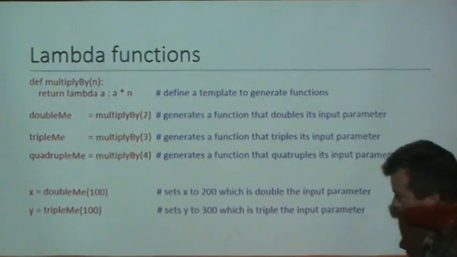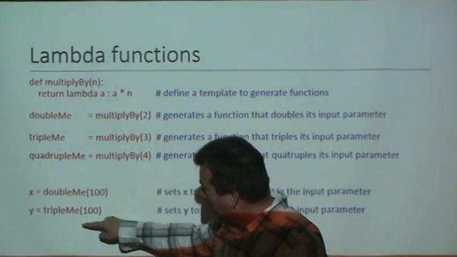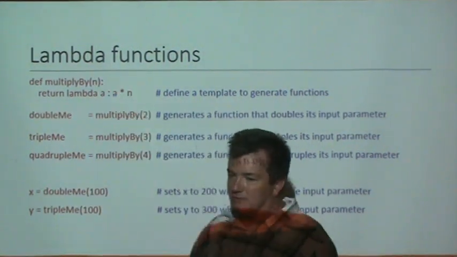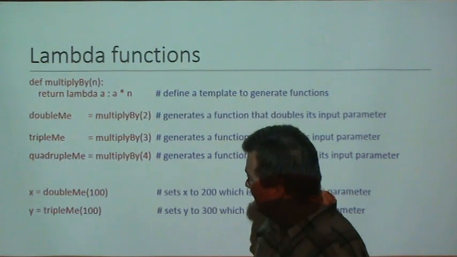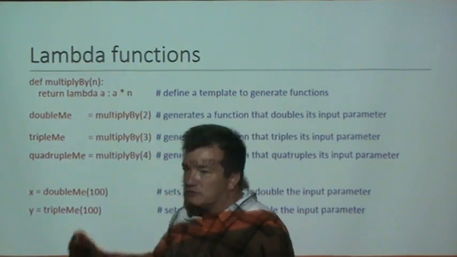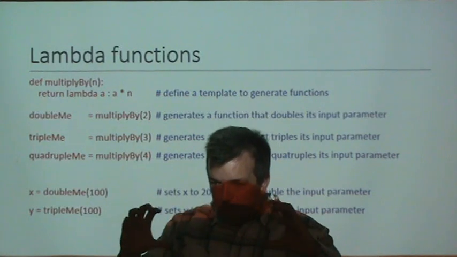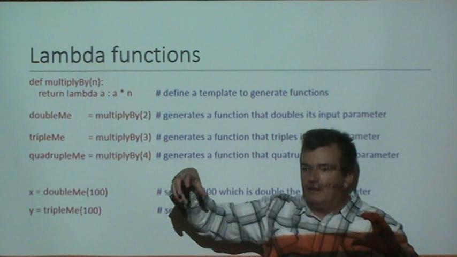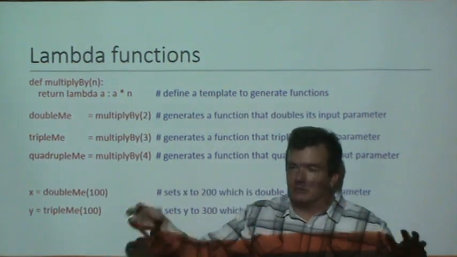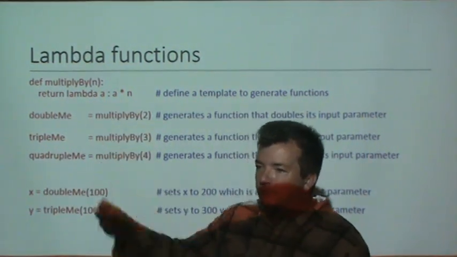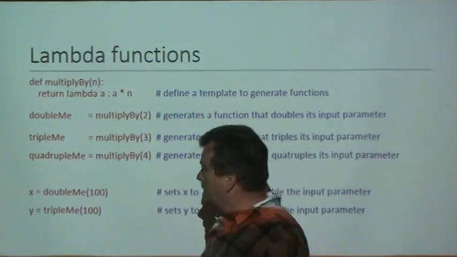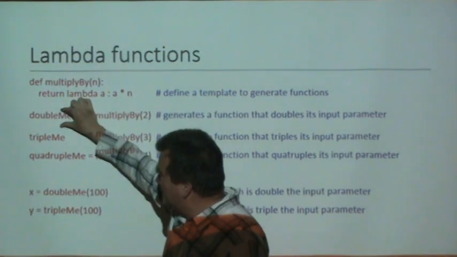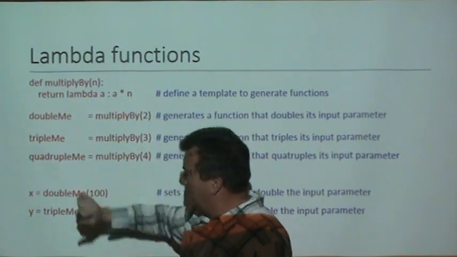Right? So what is double me and triple me? These are functions that I generated using this lambda function. So just once again, a lambda function is a function that can be used to generate other functions that are all similar to each other. So you don't have to write 1,000 functions, you could just write it once. So this is a lambda function, this is a non-lambda function.